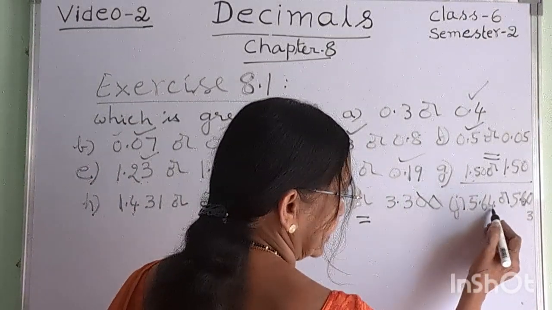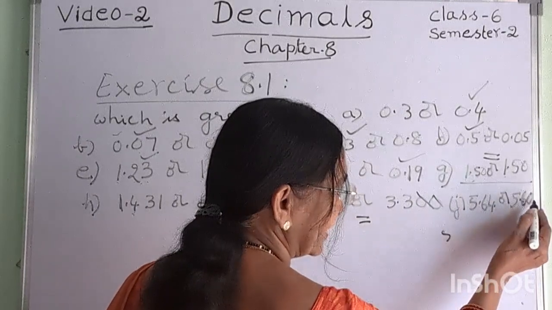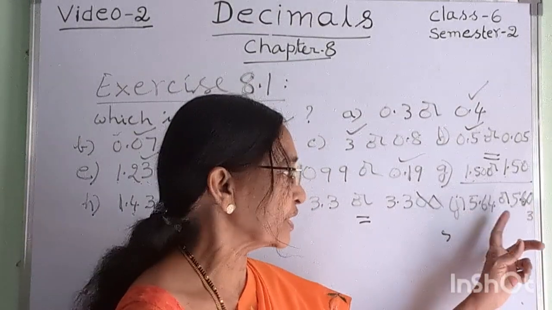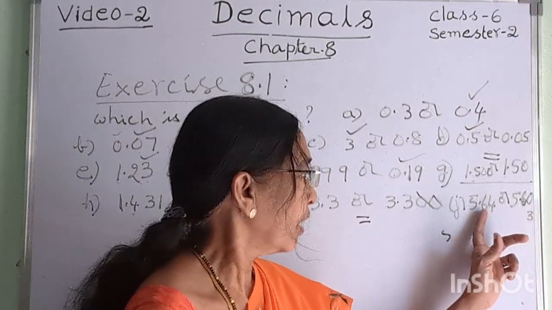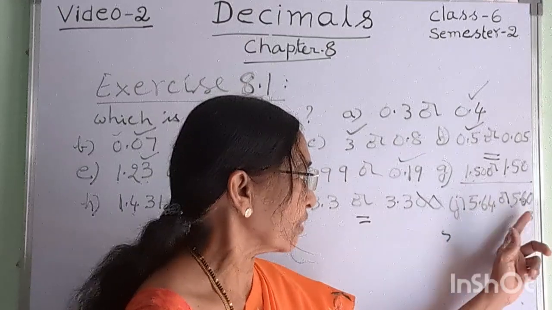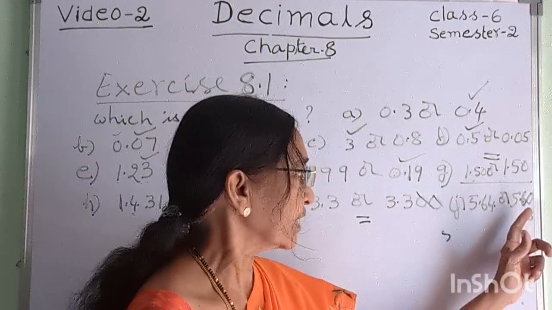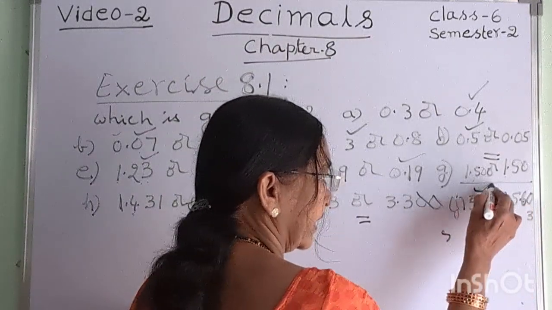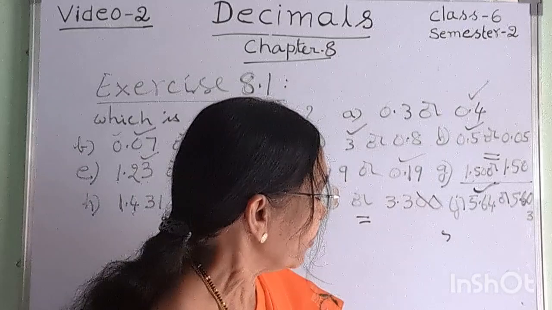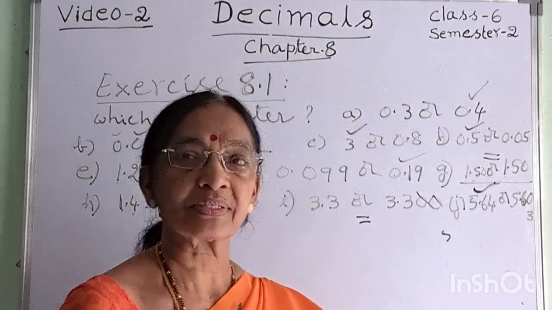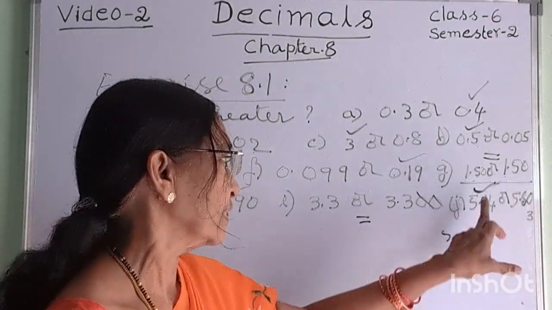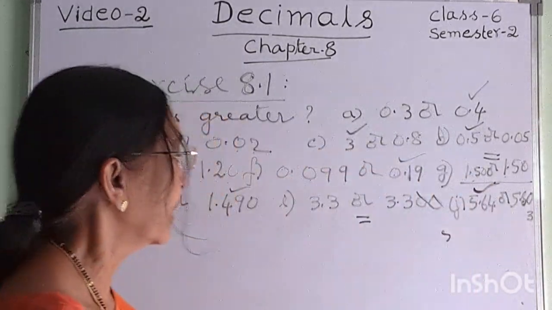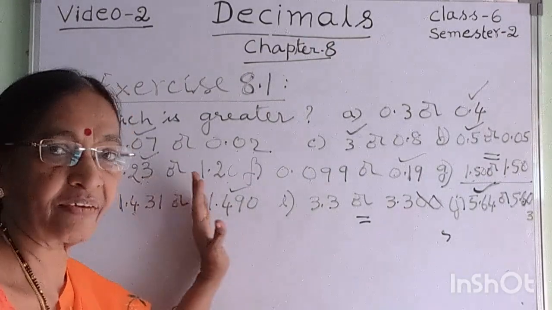Next, 5.64 and 5.603. Here 5 in the ones place, both are equal. 6 in the tenths place, equal. 4 in the hundredths place, but here in the hundredths place there is 0. Therefore, 5.64 is greater than 5.603. Thus, we can compare decimal numbers by comparing the digits from left to right.